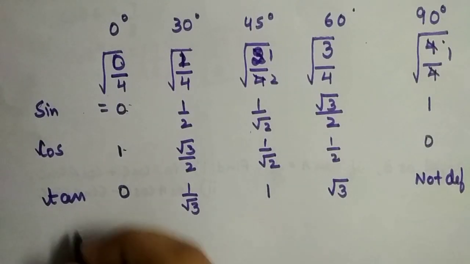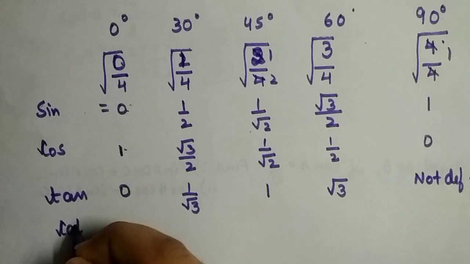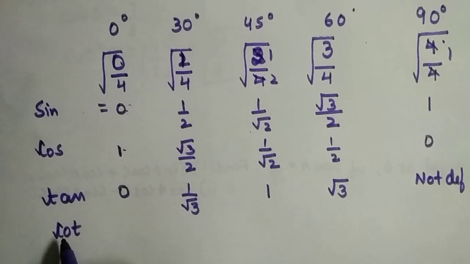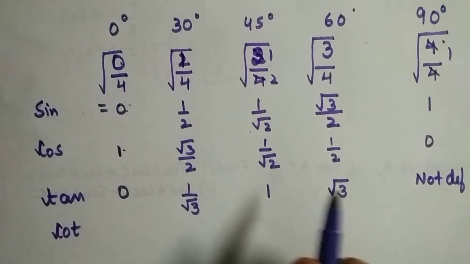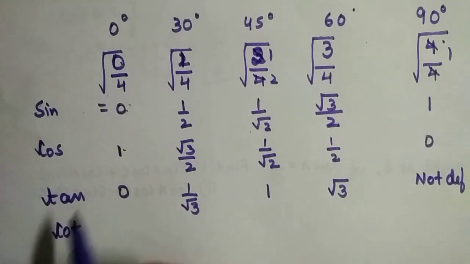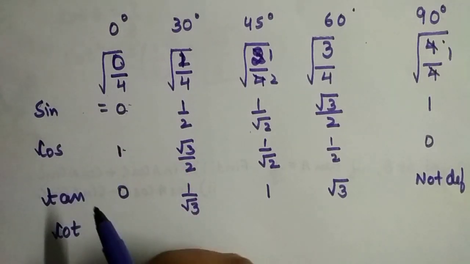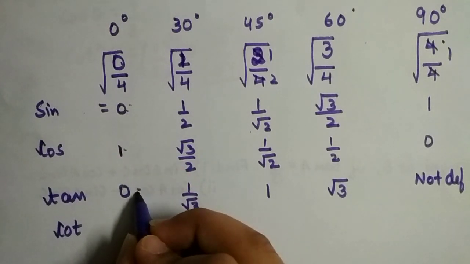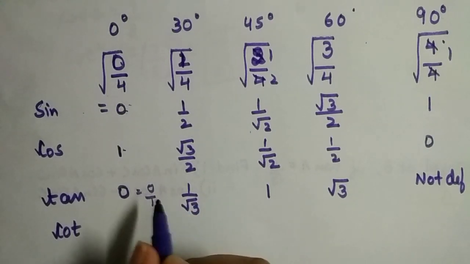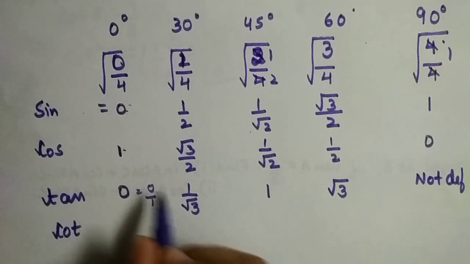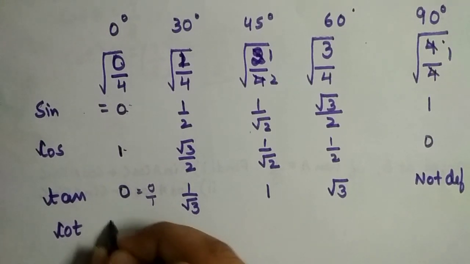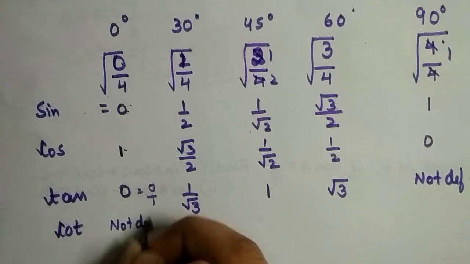Now see cot. You know cot is the reciprocal of tan. So for finding the value of cot at different angles, you will just take the reciprocal of tan. So cot 0 degree: tan 0 degree is actually 0 upon 1, so cot 0 degree is 1 upon 0, the reciprocal of tan 0 degree. And if 0 is in the denominator, then it means not defined. So right here, not defined.